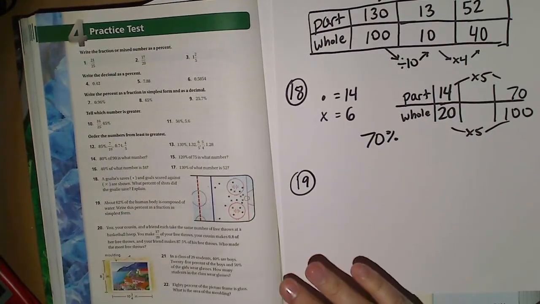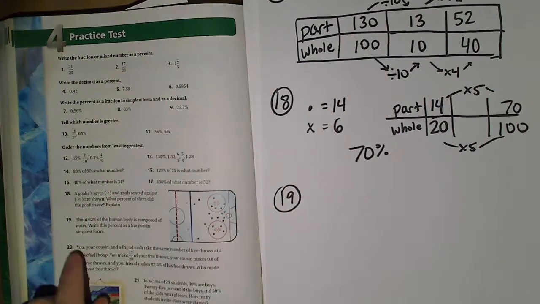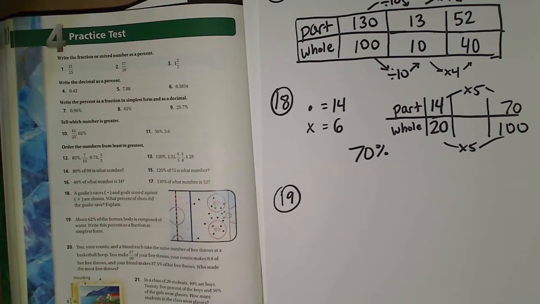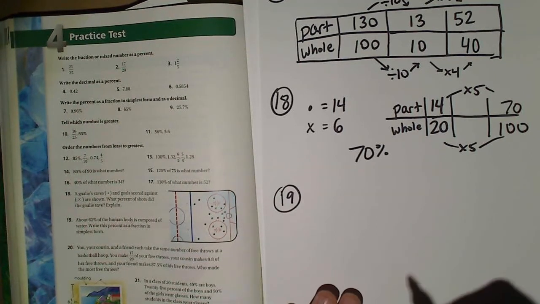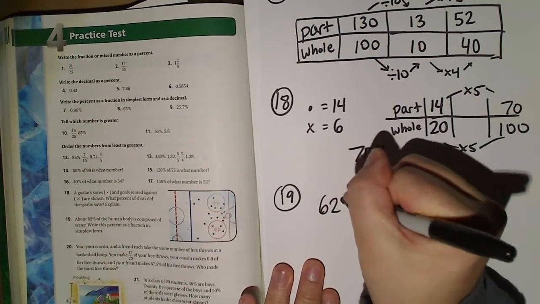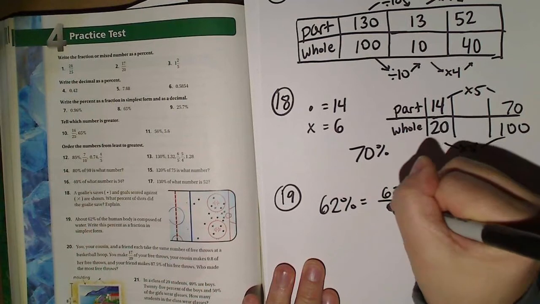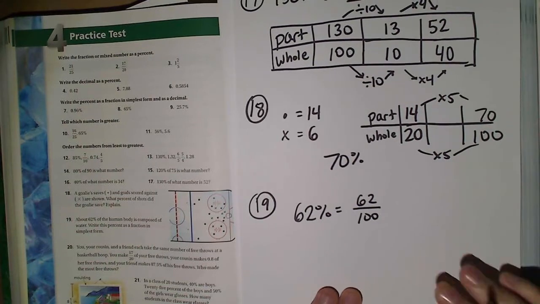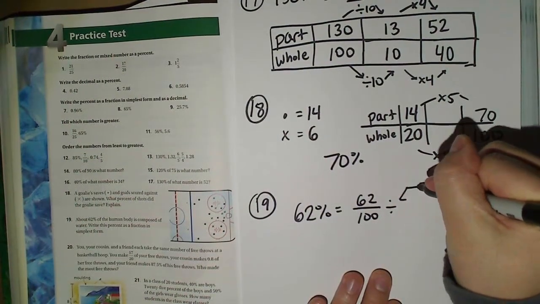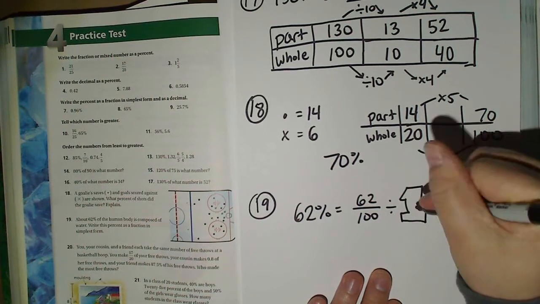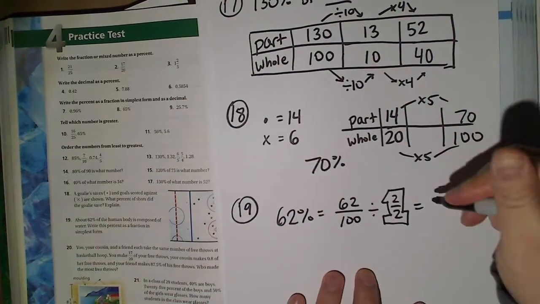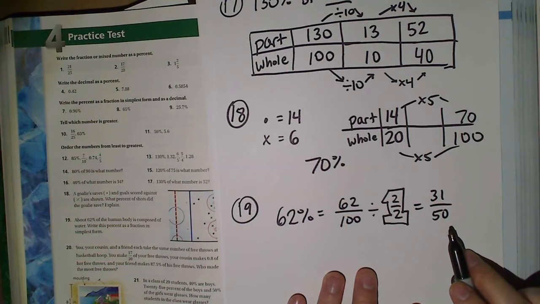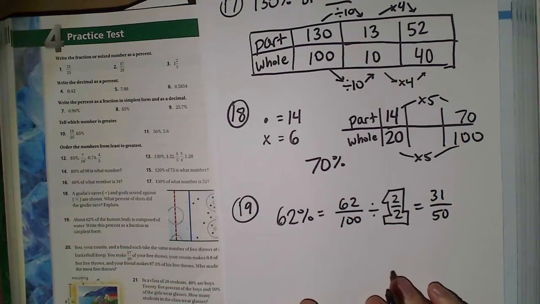19 says, and I hope you can read it, maybe in your book if you can't see it here in the video, it says about 62% of the human body is composed of water. Write this percent as a fraction in simplest form. So this is really kind of like what we did in number 7, 8, and 9. We have 62%. We're going to write that like a fraction. That's 62 out of 100. To simplify that, I want to come up with common factors. So again, maybe I'm going to divide that by a form of 1. Maybe I'm going to go 2 over 2. 62 divided by 2 is 31, and 100 divided by 2 is 50. I can't simplify it anymore. Just 31/50ths. That's number 19.